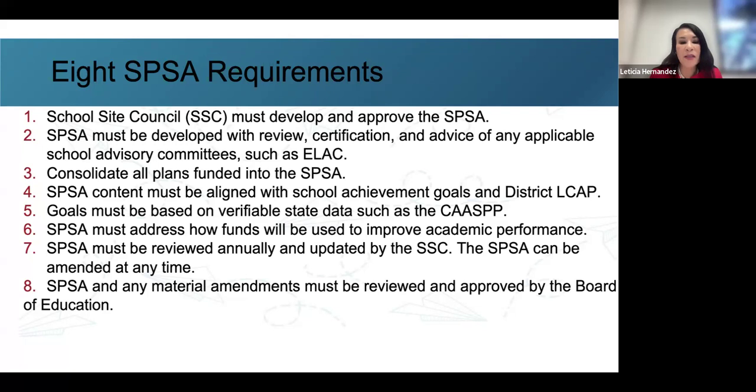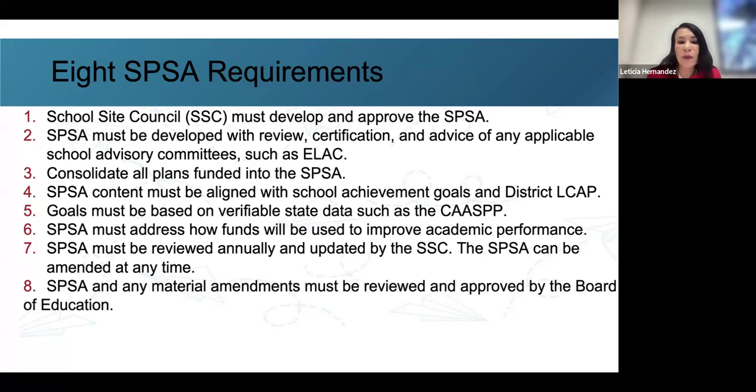And the goals must be based on verifiable state data, such as the CAASPP. So once the CAASPP data comes out, then at that time, it does need to be aligned. So if you see that you need an area of work in math, then the funding can be spent on math for that year. Same thing for English learners. If there's an extra support and need for English learners, that's where the funding should be towards for that year. The SPSA must address how funds will be used to improve academic performance. Like I stated, that's why we need those CAASPP results to see where are those areas of gap and how do we improve the academic performance.